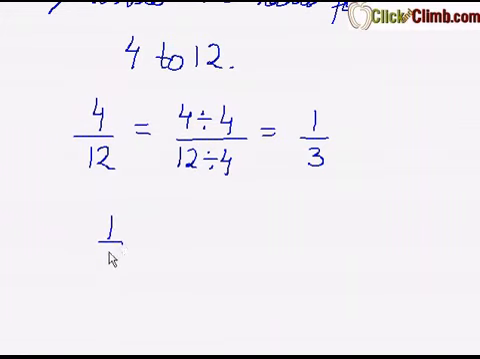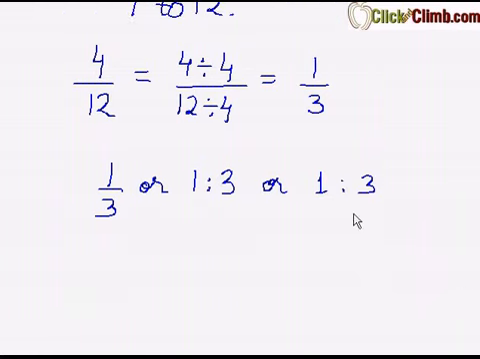So this 1 over 3 is my ratio, or I can write this as 1 over 3, or 1, put a colon sign between 1 and 3. This is written as 1 is to 3, or I can simply say 1 to 3. Here I read the colon as 'to'. These are the three ways in which I can write a ratio.